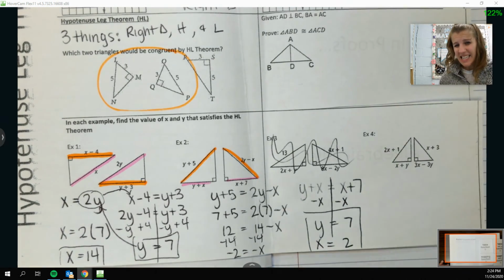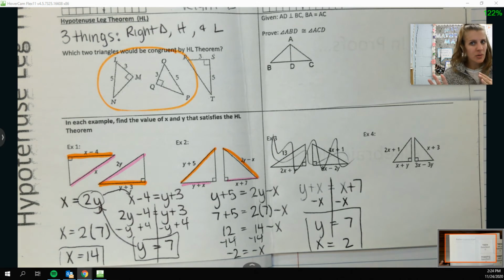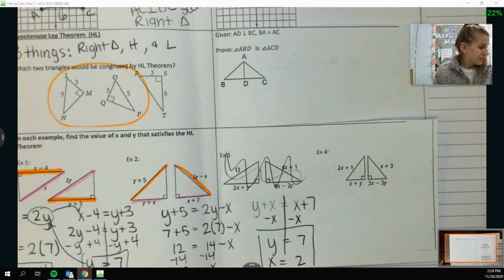So it's kind of sneaky stuff, but if you can rearrange your equations and try to get a letter alone, you can do that substitution thing that maybe hopefully we will remember from last year.